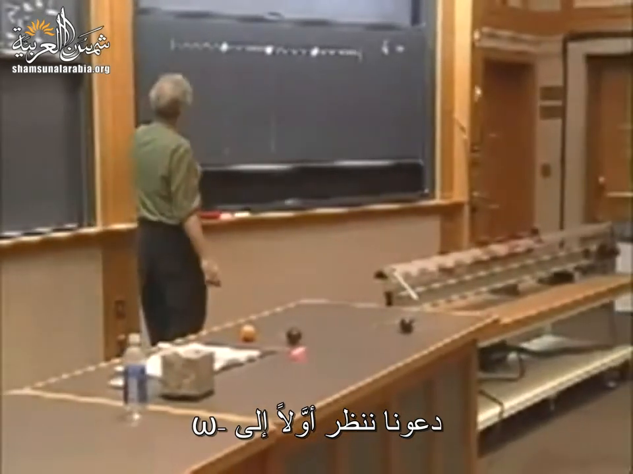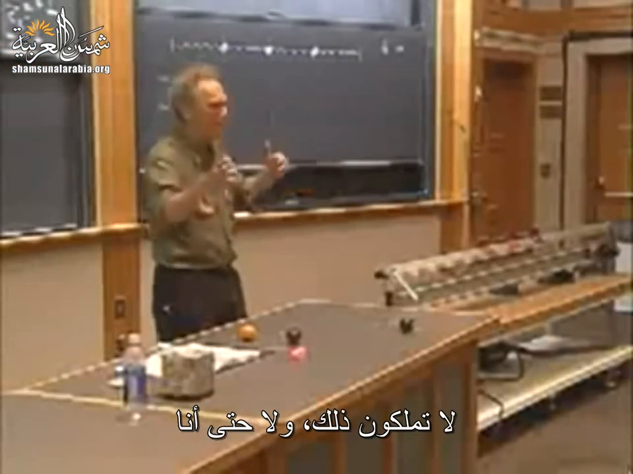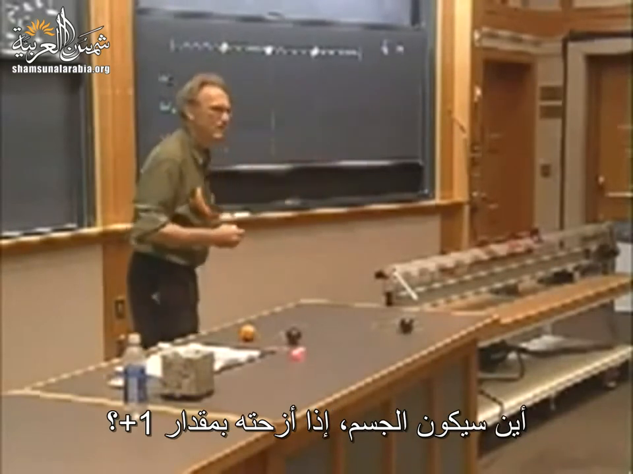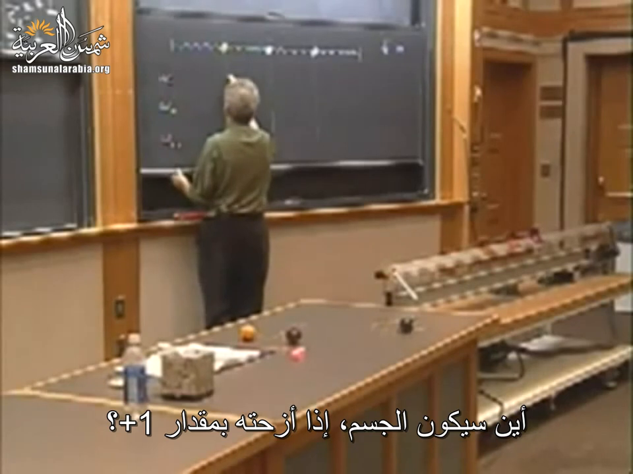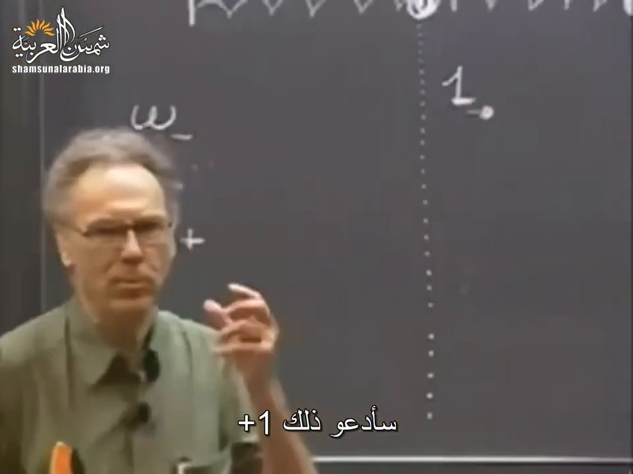Let's first look at omega minus. I won't even dare asking you whether you have any idea what omega minus is. You don't have that, I don't have that. Where would the objects be if, for instance, I displaced the first one over a distance which I just normalized to be plus 1? I call that plus 1.